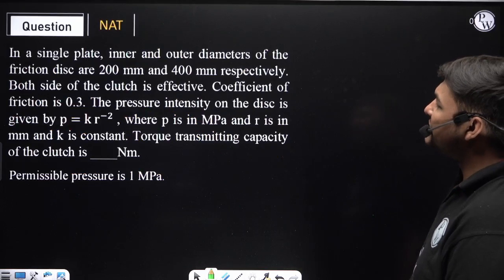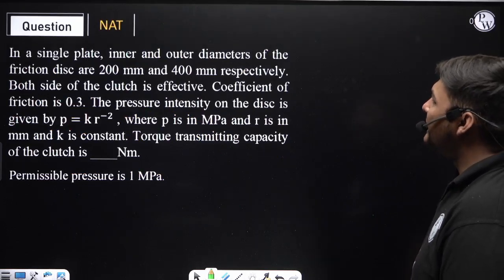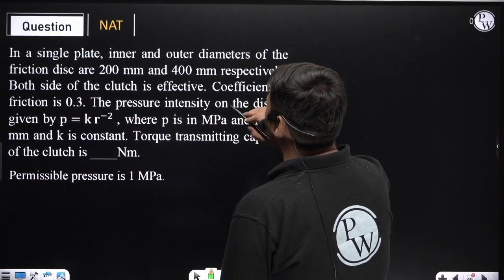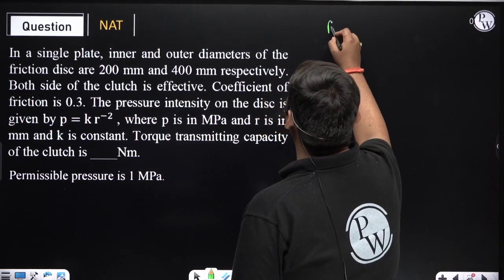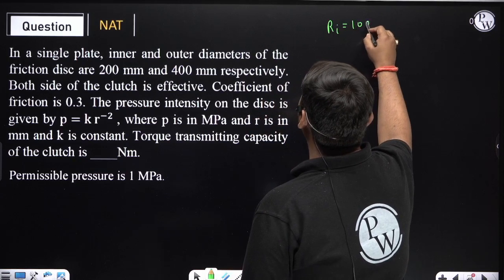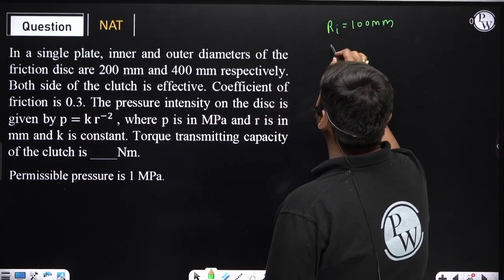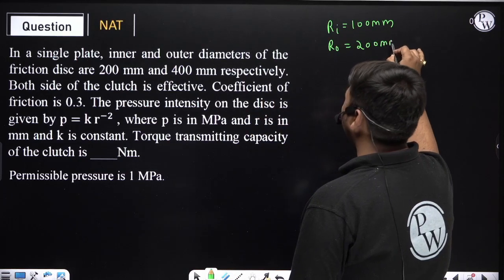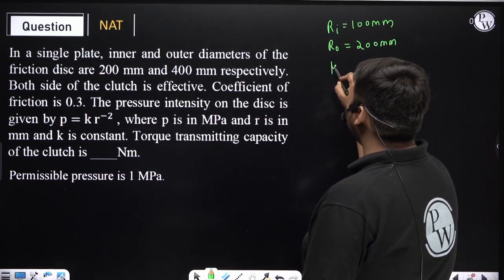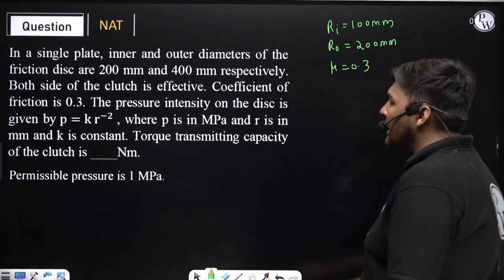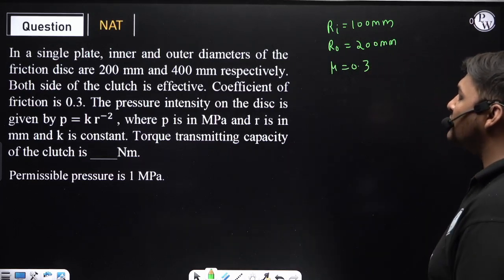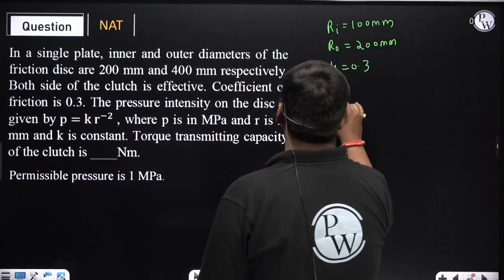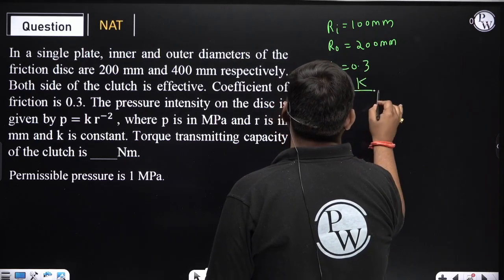What this question is saying: in a single plate clutch, the inner and outer diameter of the friction disc are 200 mm and 400 mm. Inner diameter is 200, so inner radius will be 100 mm. Outer diameter is 400, so outer radius will be 200 mm. Now, the coefficient of friction, mu, is 0.3. And the pressure intensity on the disc is given by P equals K R to the power minus 2, means pressure distribution is given, P equals K upon R square.